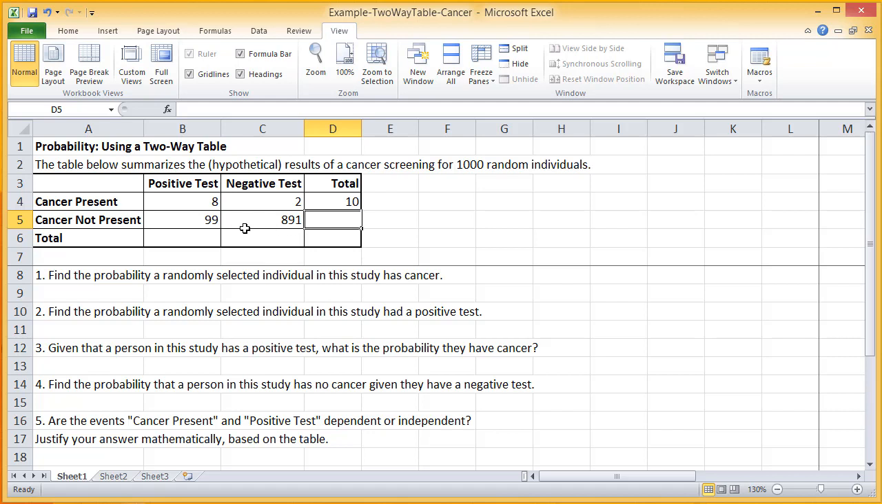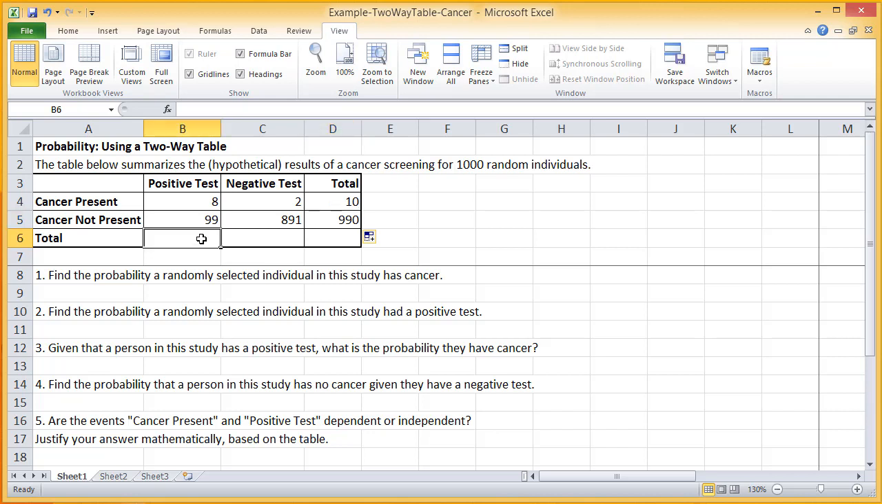Next, I need to add up how many people in total had no cancer present or cancer not present. So that would be the 99 people that had no cancer but had a positive test result, and the 891 people who had a negative test result and actually did not have cancer. So we could add those. Since I used relative cell references to find the previous sum, I can fill down into cell D5, and it will automatically add cells B5 and C5 for 990 people did not have cancer.